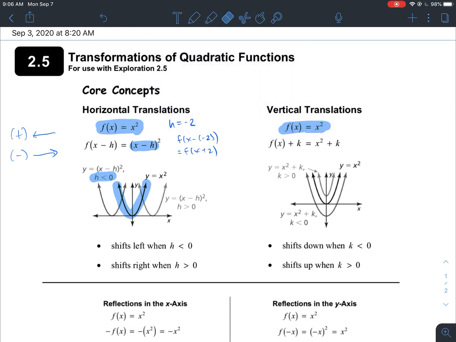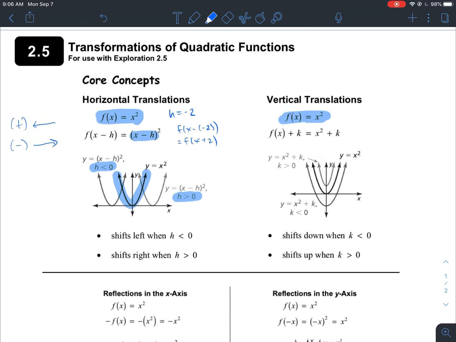Okay, so that's just a refresher, but it's following the same principles, right? So when h is greater than 0, so when h is 2, then you have x minus h, you're going in the positive direction. But whenever h is less than 0, which really means that you're adding 2, you're going in the left direction. All right.